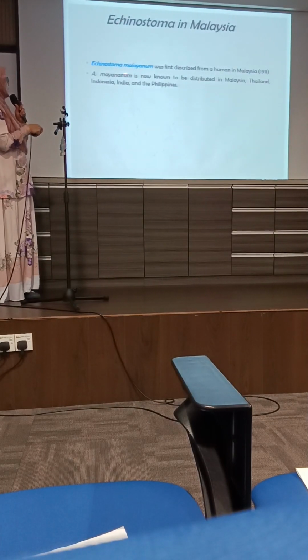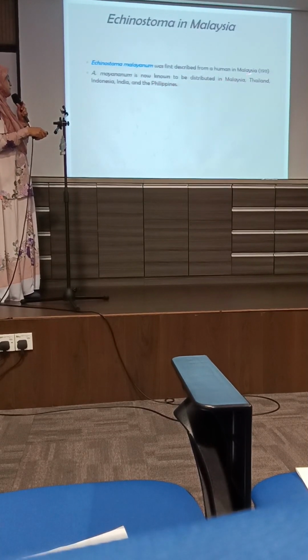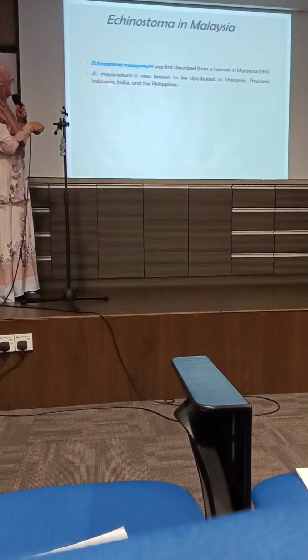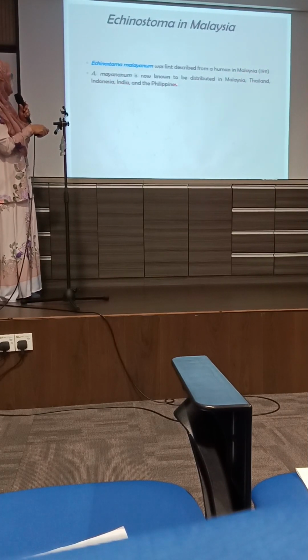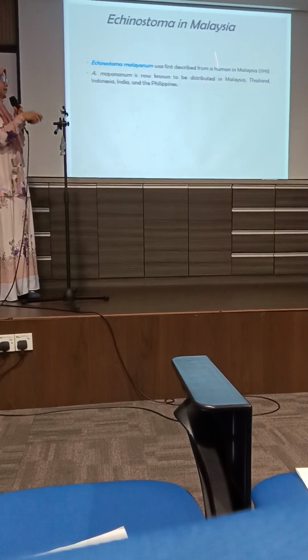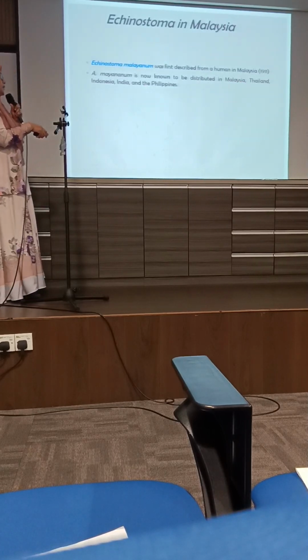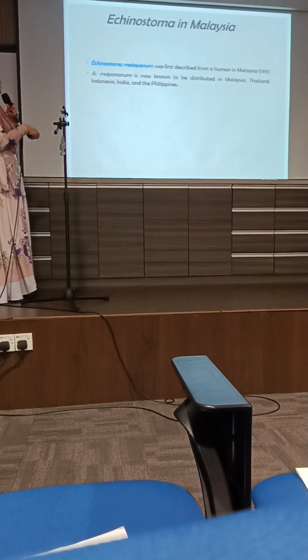So in Malaysia, Echinostoma malayanum is the first described in Malaysia in 1911. Wow. Wah, ini sebenarnya I tak hidup lagi. Malaysia pun tak ada. Echinostoma malayanum is now known to be distributed in Malaysia. Start in Malaysia, lepas tu distributed also in Thailand, Indonesia, India, and the Philippines. So maksudnya our neighboring countries lah.